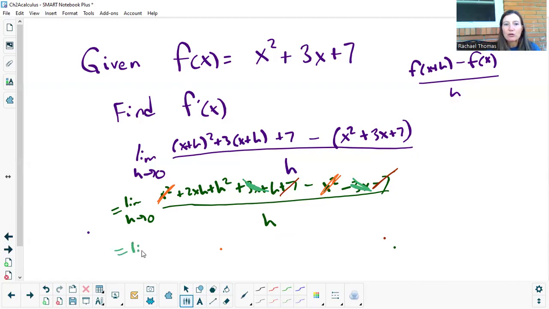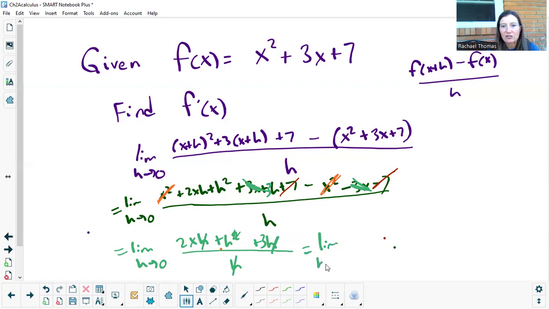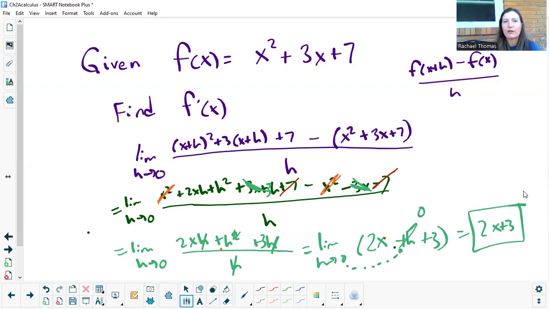So I'm going to take one more step here. You could probably jump right to the next step, which would be to factor an h out of everything. 2xh plus h squared plus 3h, all over h. So that h is going to cancel. One of those h's cancels. I get the limit as h goes to 0 of 2x plus h plus 3. Now I can plug in 0 for h, and I get 2x plus 3. That is my formula for f prime.